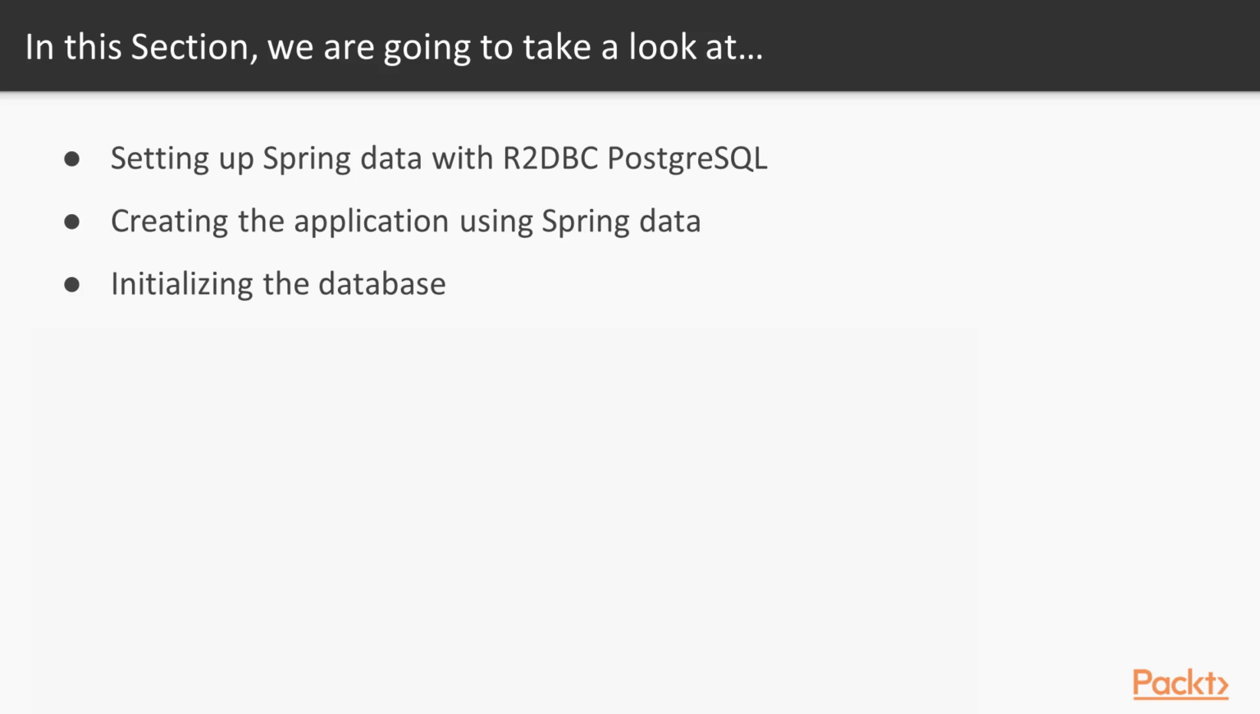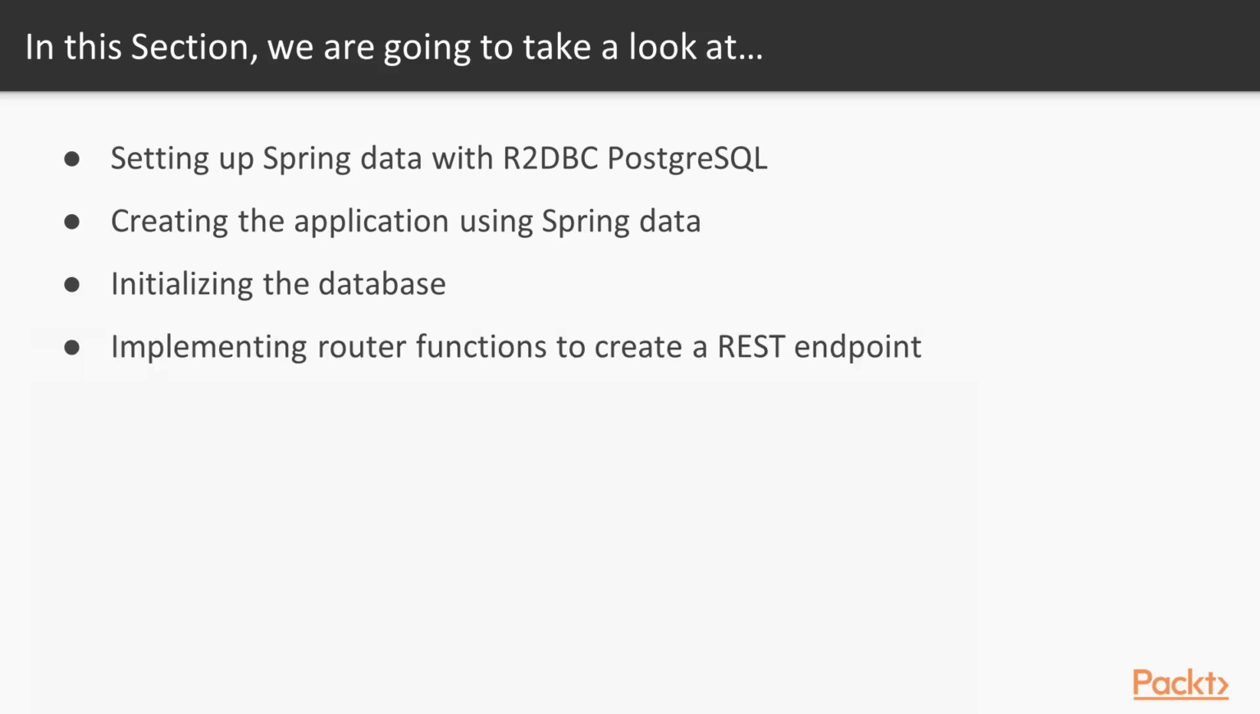Third video will be about initializing the database, so we'll need to populate the database with some data. We will pre-populate it. Fourth video will be about implementing router functions to create REST endpoints. Basically, we create two REST endpoints, one for GET and the second one for POST. Finally, we'll be using the data streaming service, so we'll write a test that verifies that our service works as expected.